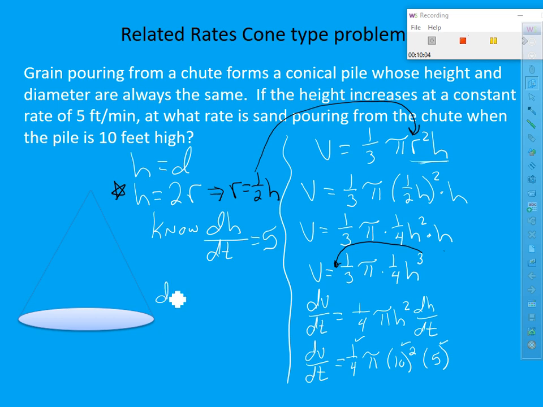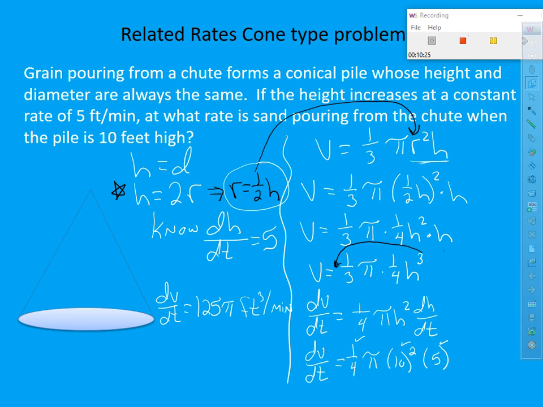So my answer, dV/dt, is going to be 125 times pi. My units is a volume unit, so I've got cubic feet per minute. So there goes. Guys, the key thing on this cone problem is we need a relationship between the r and the h. If it's given to you, that's pretty nice. If it's not, we've got to go find it. And then we sub it in, find the derivative, and plug in the numbers.